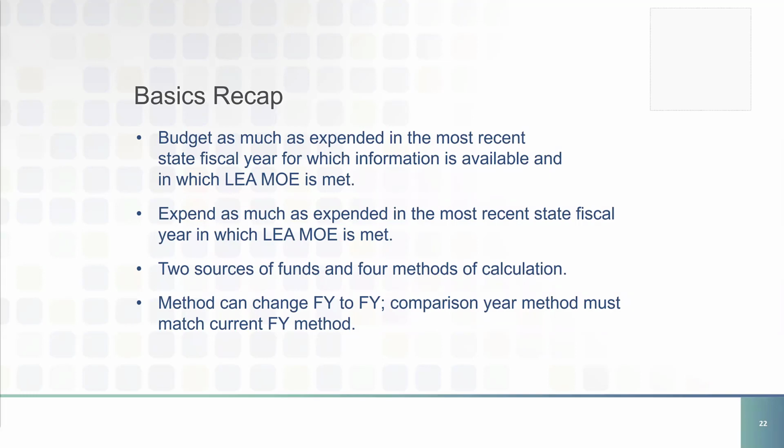3, there are 4 methods to be considered in calculating LEA MOE: the total amount of local funds, the total amount of state and local funds, the per capita amount of local funds, and the per capita amount of state and local funds. 4, LEA MOE may be calculated by any of these 4 methods, and the method used to meet LEA MOE can change each state fiscal year. These do not need to be the same method for eligibility and compliance. However, the comparison method must match the method you choose in the current year.